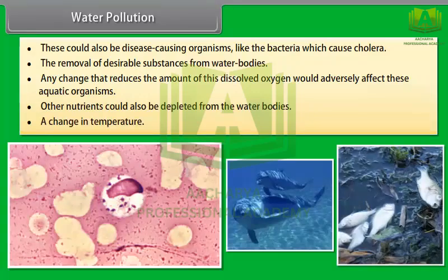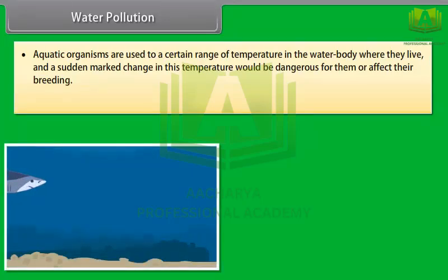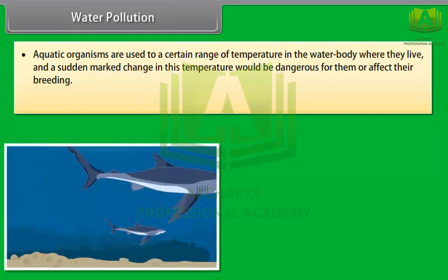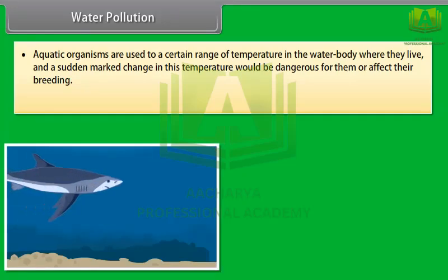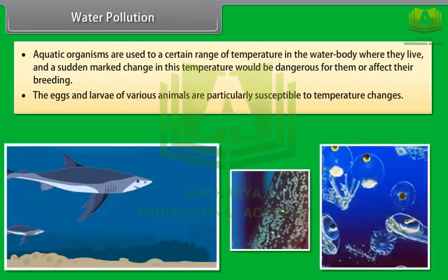A change in temperature. Aquatic organisms are used to a certain range of temperature in the water body where they live, and a sudden marked change in this temperature would be dangerous for them or affect their breeding. The eggs and larvae of various animals are particularly susceptible to temperature changes.